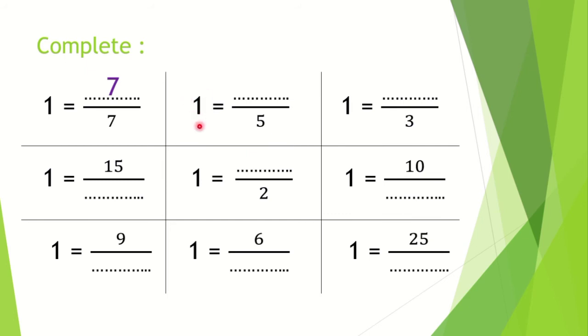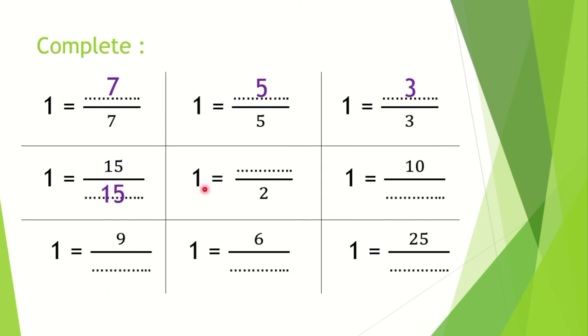Okay, here I have 1. And here, look, in the denominator we see 5. So what's the number we put in the numerator? Perfect, it's 5. So 5 over 5 equals 1. And here I have 1, and in the denominator we see 3. So what's the number we put in the numerator? Perfect, 3. So again here I have 1, and in the numerator we see 15. So what about the denominator? What's the number we write here? 15. Perfect, it will be 15.